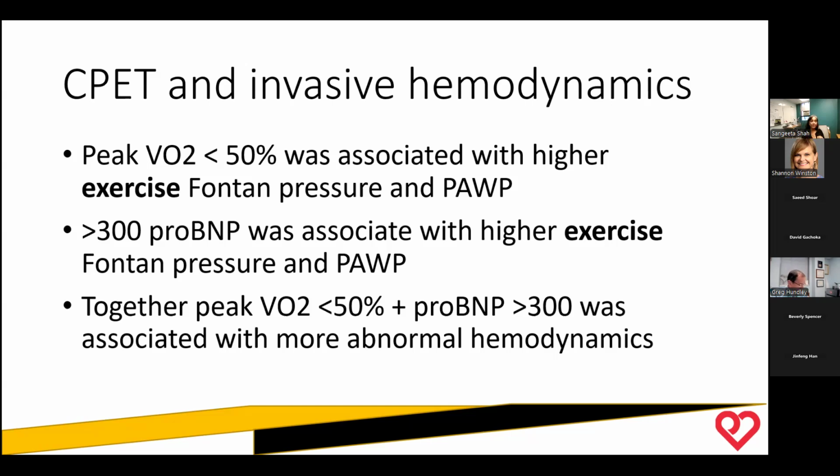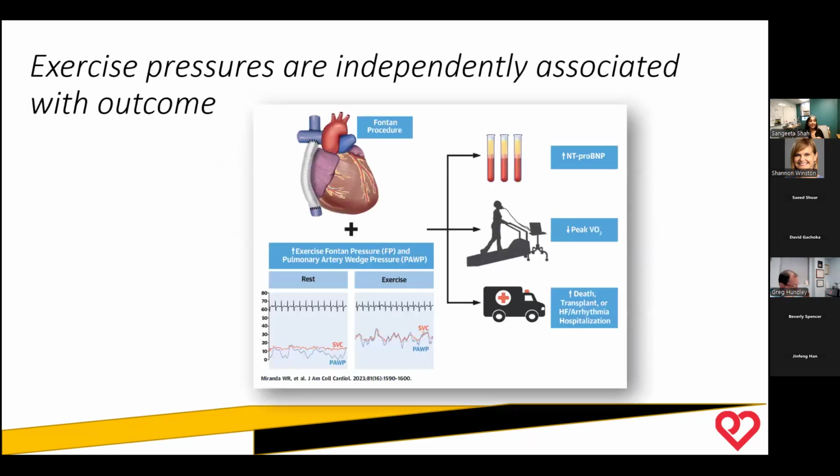And then they followed these patients to see what the MACEs were. And they came up with this diagram, which I thought was really good. They realized that if your proBNP is increased and your peak VO2 percentage is less than 50, your risk of death, transplantation, arrhythmias, and heart failure hospitalization increases. So once again, a way for us to use, in a non-invasive method, CPET with a proBNP to estimate who is at risk in this population.